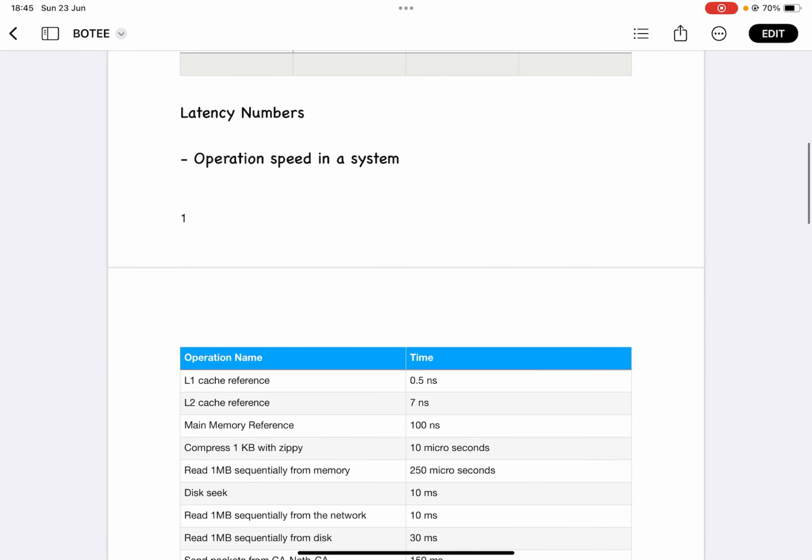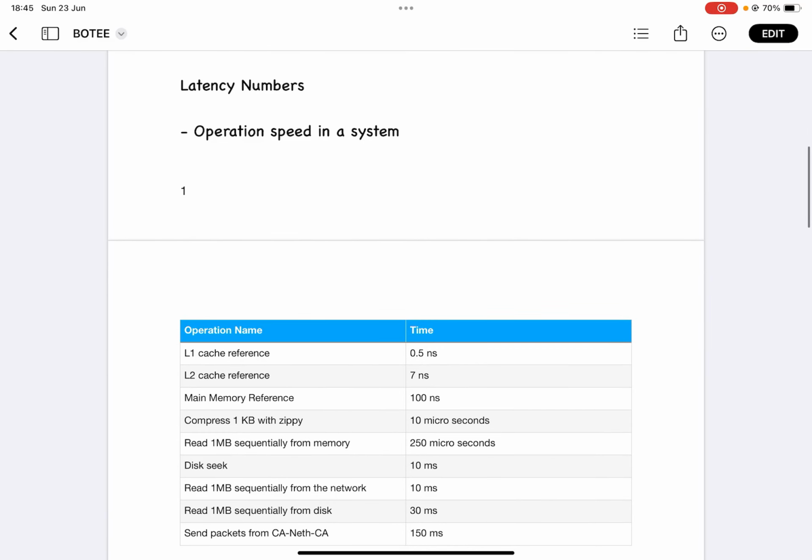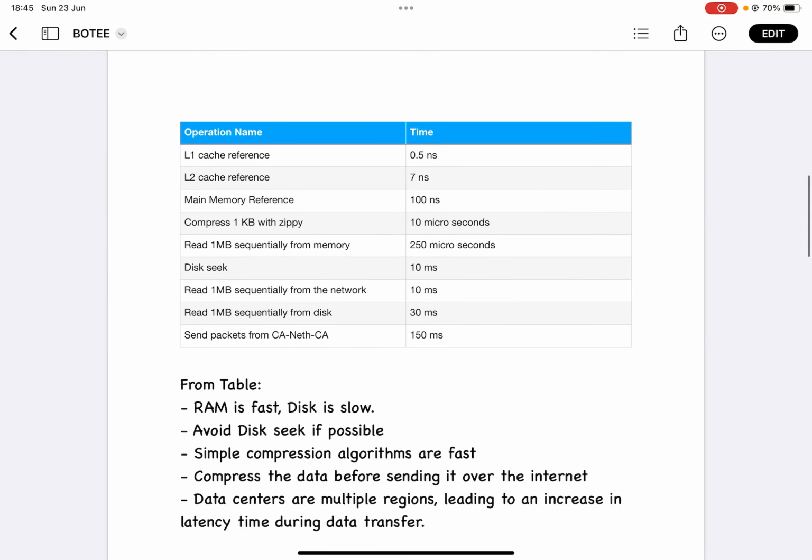Now, when you're building a system, you also want it to be very performant, by which I mean when you're sending a request, it should get a response quite quickly. The operation speed in a system is quite important, because many companies spend a lot of money on this. They want to improve the system performance such that the latency is reduced as much as possible. So let's understand certain operations and the time they take.